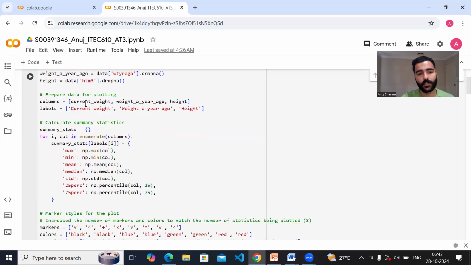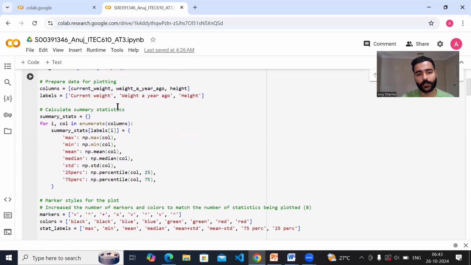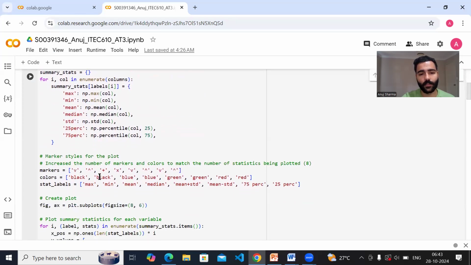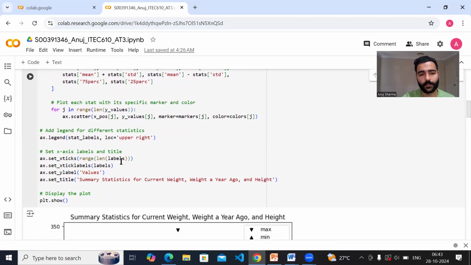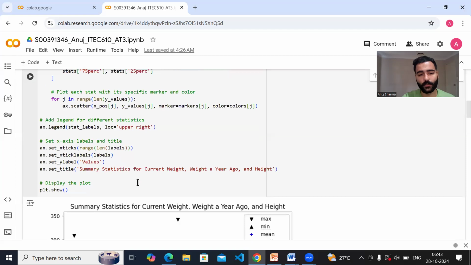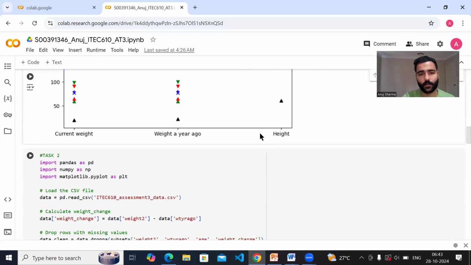For preparing the data plot, we use columns and labels. And this summary statistics is used to store the data in min, mean, median, and 75 percentiles. For marking, we use markers, colors, and star labels. And proceeding with the further analysis, we get this plot. That was task one.